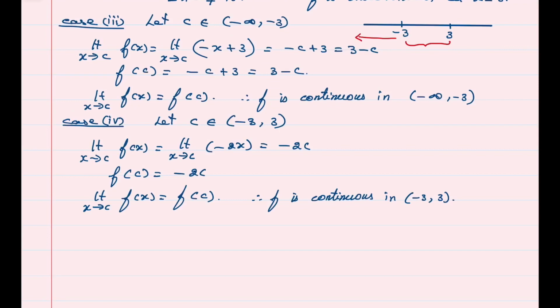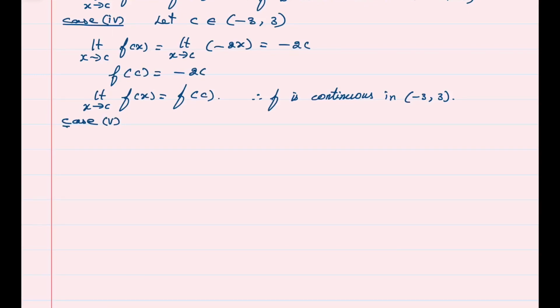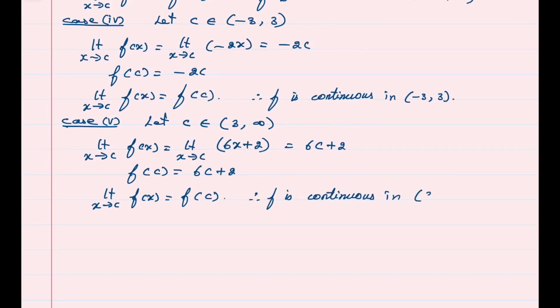Now, the last case is we are going to check in the interval 3 to infinity. Case 5, let c belong to the open interval 3 to infinity, limit x tending to c of f of x. In this interval, the f of x definition is 6x plus 2. We get 6c plus 2. F of c is also the same thing. Limit x tending to c of f of x is equal to f of c. Therefore, f is continuous in the open interval 3 to infinity. Therefore, f is discontinuous at x equal to 3, and this is the only point of discontinuity.